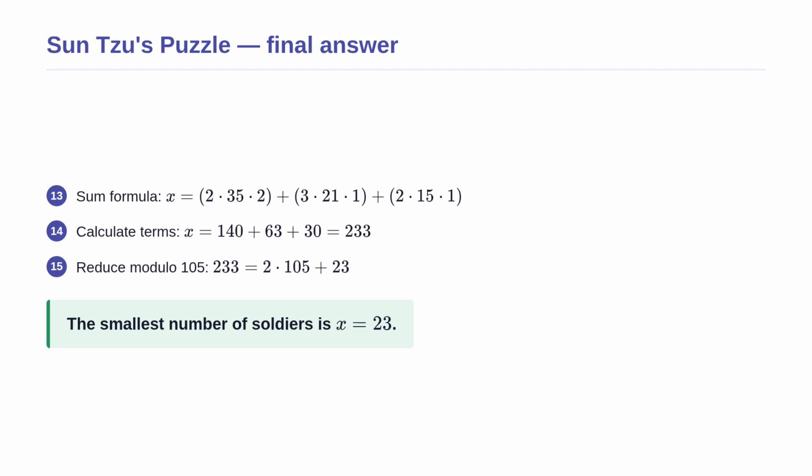We multiply the three components for each of the three equations. The first group gives us 140, the second gives 63, and the third gives 30. Adding these together yields a preliminary total of 233. Finally, we divide this total by our grand modulus, 105, to find the smallest positive solution. The remainder is 23. Physically, this means the smallest number of soldiers the general could possibly have is exactly 23.